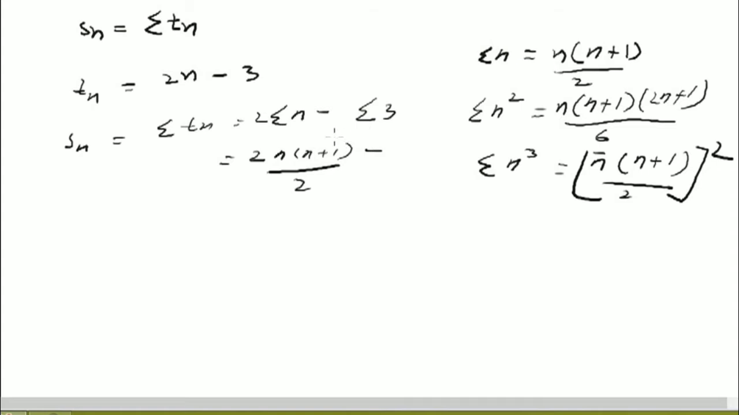Be careful that we are finding summation of 3. People used to write 3. No, it is not 3. It is 3n. For 5, it will be 5n, like that. You just be careful. You won't make mistakes. So you can easily find Sn.